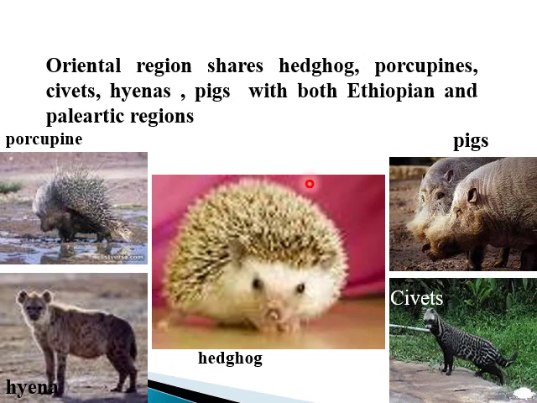The Oriental region shares the hedgehog, porcupine, civets, hyena, and pigs with both the Ethiopian and Palearctic regions. Here you can see the porcupine, hyena, hedgehog, pigs, and civets.